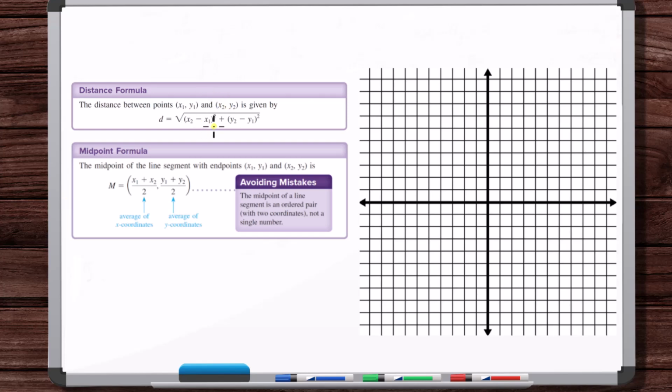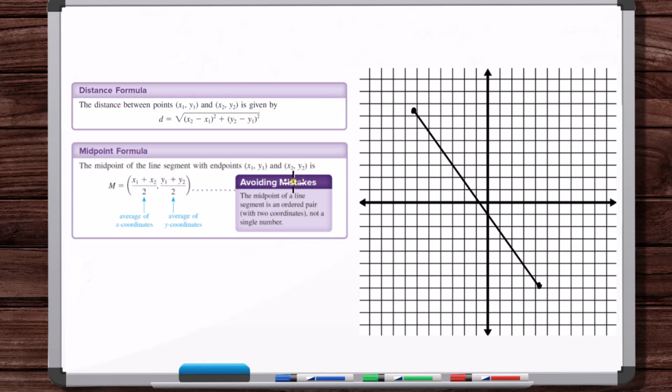The distance formula allows you to pick any 2 points you want in the Cartesian plane. It doesn't matter how they're oriented relative to each other, if they're above or below the x-axis or to the left or the right of the y-axis. It doesn't matter. Any 2 points you want. And with the distance formula, you can calculate the straight line distance between those 2 points.